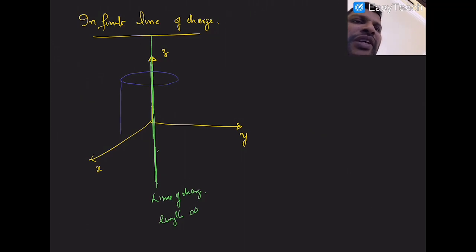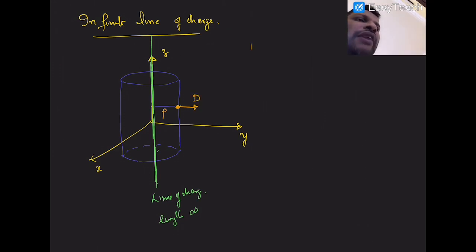So I will consider a cylindrical surface here. The cylindrical surface has the radius rho. Now I will find the electric field at a point which is at rho from the origin. So this is the electric flux density.